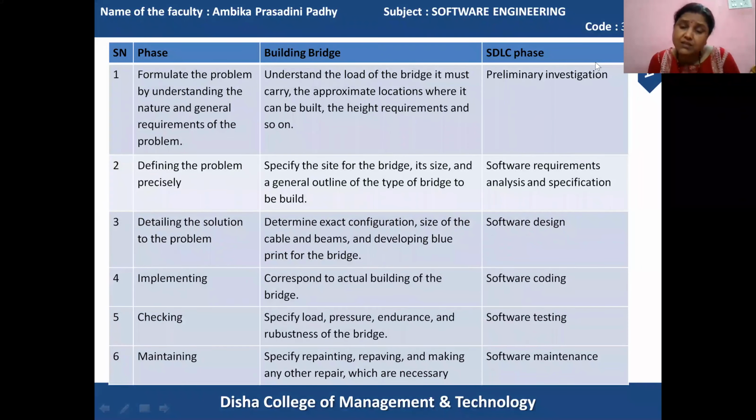In case of bridge construction, if it requires maintenance, then it may require specification of repainting needs, repairing needs, and other repairs if any are required. If any necessary changes need to be made on the bridge, then all these things should be accommodated. Got it? In case of software, maintenance is also very important. In the same manner, maintenance is required for bridge construction. Got it?